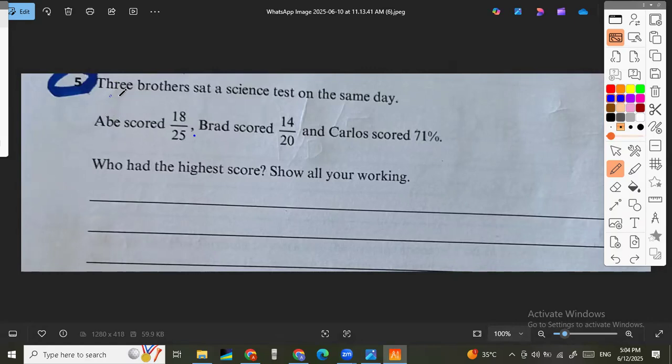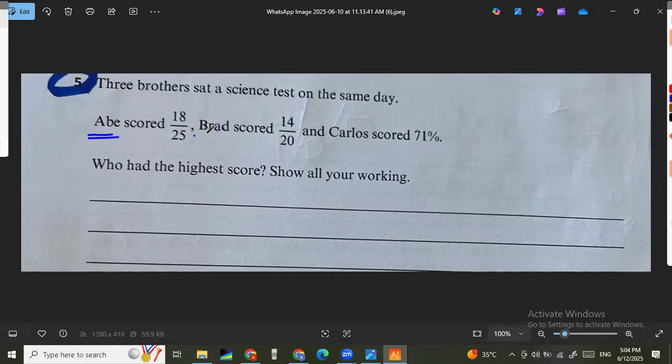Okay, this question says three brothers sat a science test on the same day. Here we go, the first person, the second, and the third. They're asking you who had the highest score. Well, this is a percentage, and this is a fraction, and this is a fraction. I need to convert them all, because someone got 18 out of 25 and the other got 14 out of 20, and the last one got 71%, which means 71 out of 100. So I need them all to be out of the same thing. The best way to do this is to convert this into a percentage, this also into a percentage.